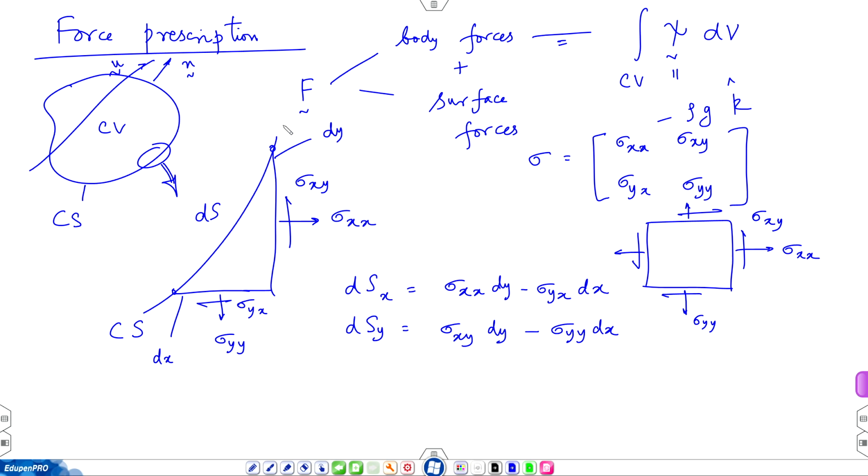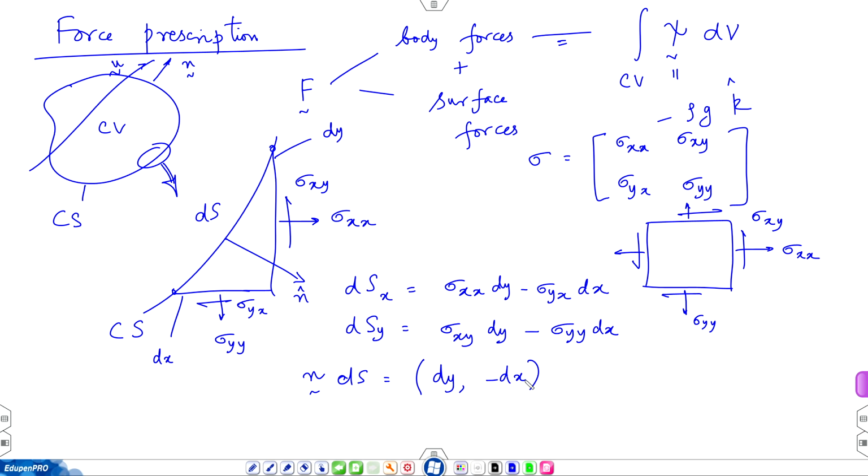Okay. Now, recall that there is a unit outward drawn normal. So, there will be a unit outward drawn normal here, and n dS will have components. The x and y components of the outward drawn normal are dy and minus dx, okay.